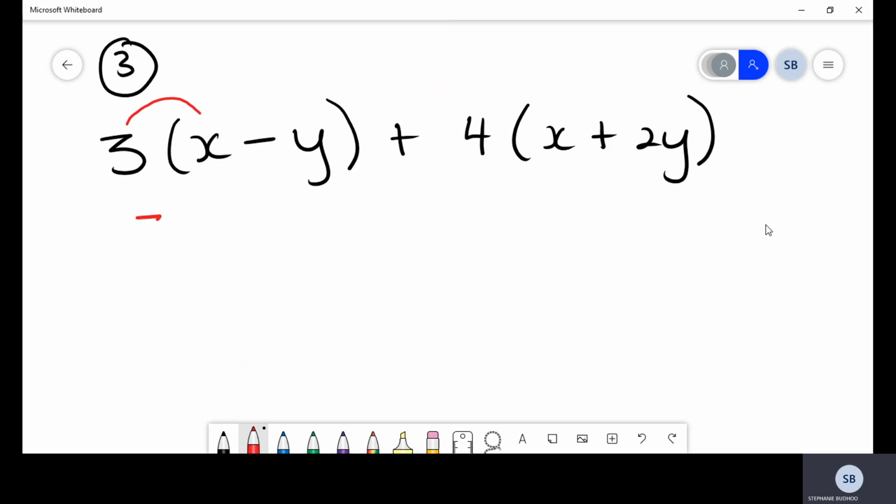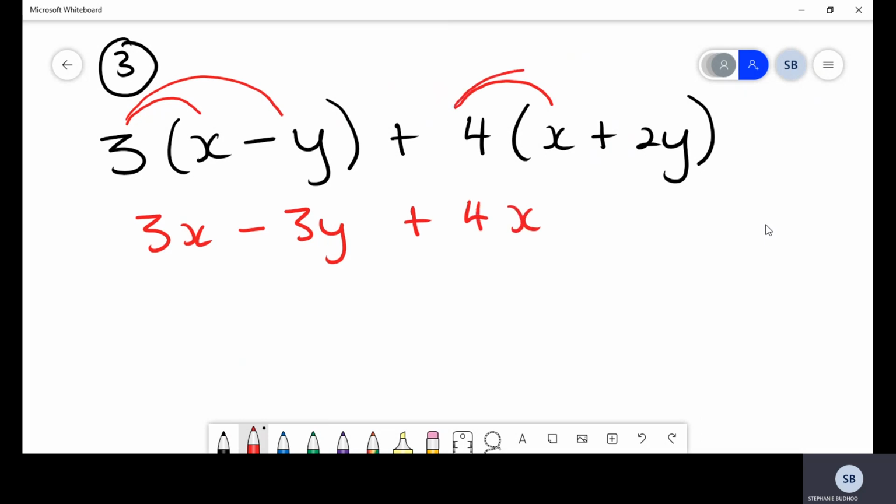3 by x gives us 3x. We have 3 by -y gives us minus 3y. Then we have positive 4 by x is going to give us plus 4x. And then positive 4 by 2y gives us positive 8y.